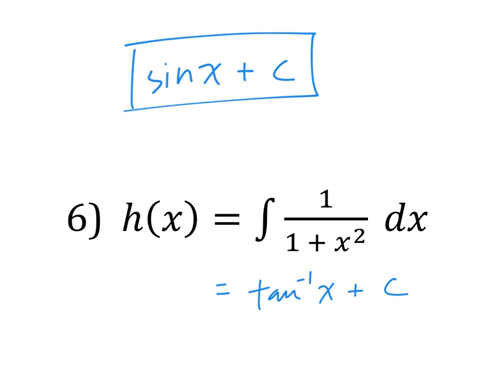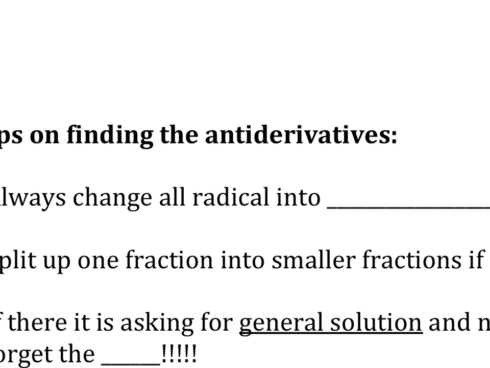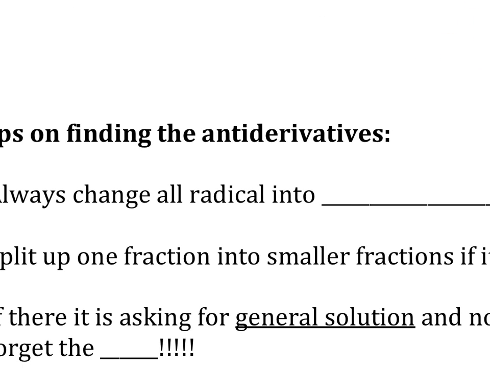Okay, so I'm going to give you some tips on finding the antiderivative. Number 1, you should always change radicals into fractional exponents, because you want to utilize the power rule. If you have a radical form, it's very hard to see what you need to do. So definitely change everything to fractional exponents.